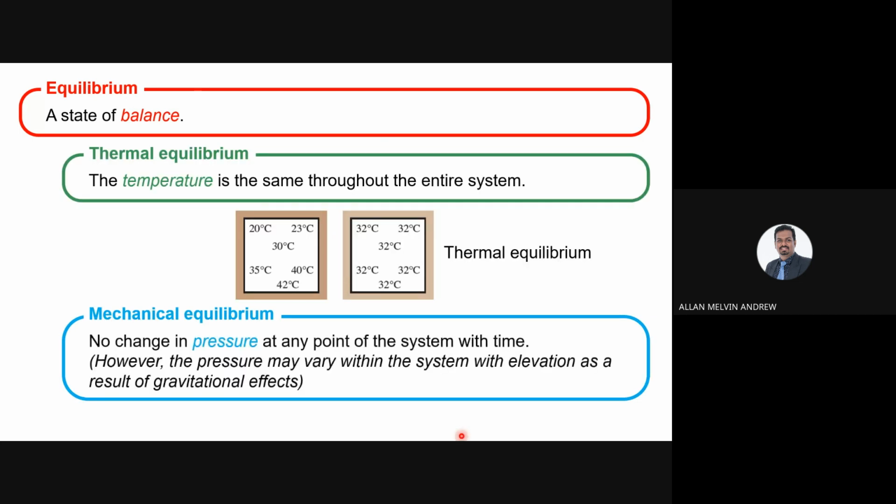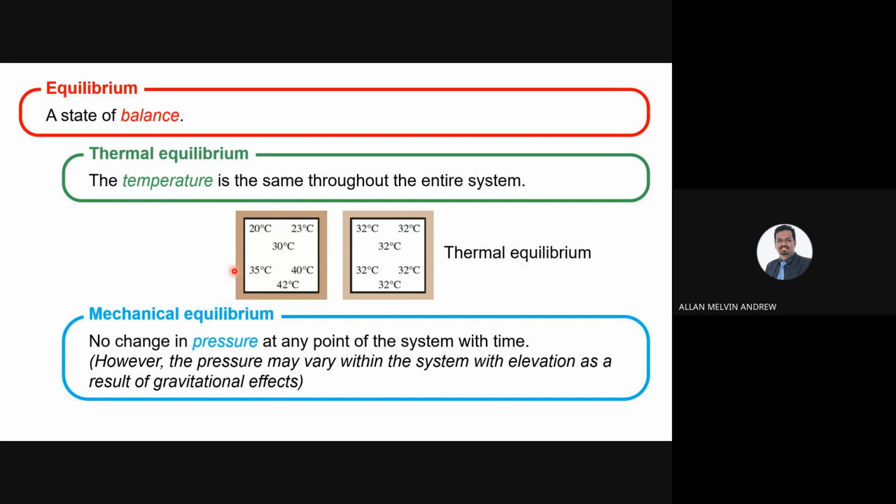The first one is the thermal equilibrium. Thermal is related to temperature. If we say a system has reached thermal equilibrium, it means the temperature is the same throughout the entire system. Okay, you can see here.